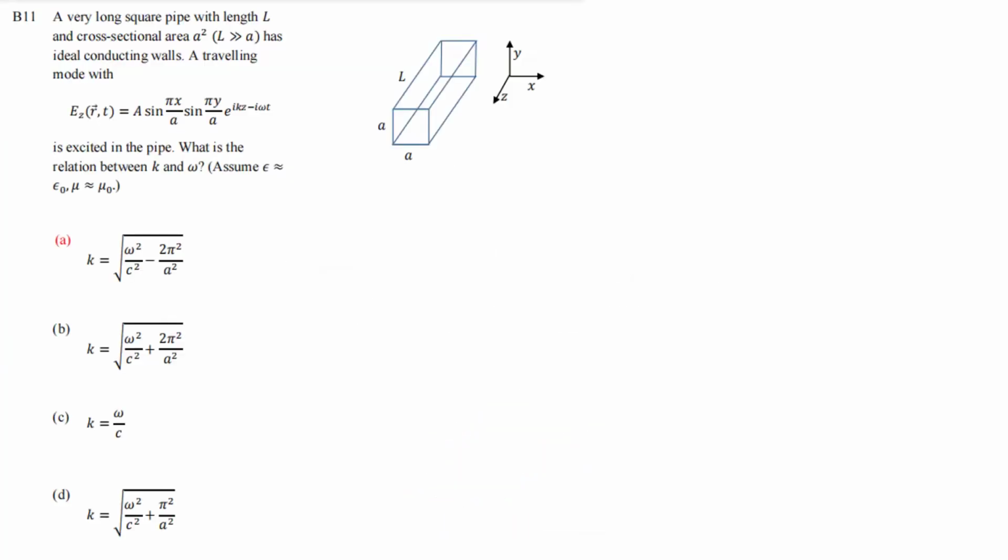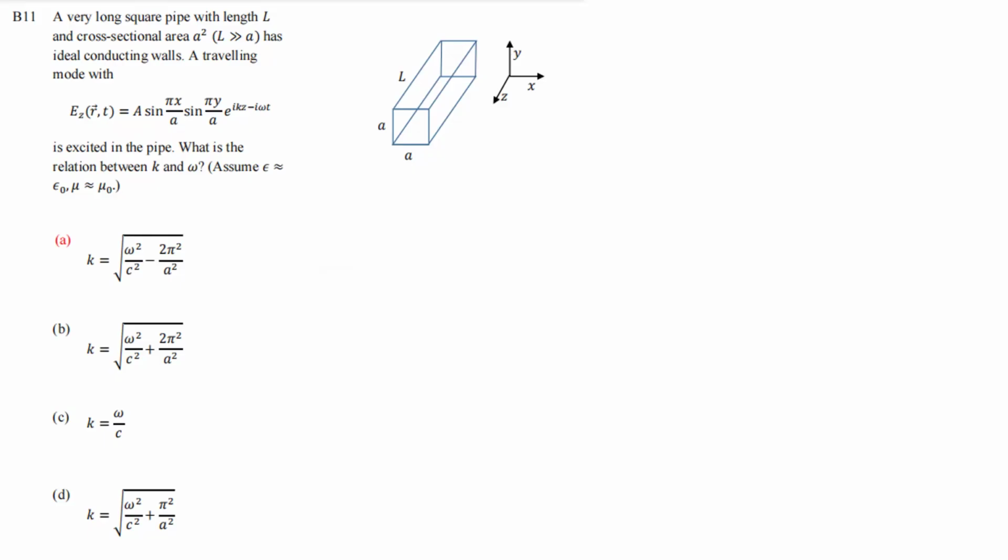So the problem states that a very long square pipe with length L and cross-section area A square, L is much greater than A, has an ideal conducting wall. A traveling mode with Ez, a function of r and t, equal to A sine pi x by A into sine pi y by A into e to the power i kx minus i omega t is excited in the pipe. So what is the relationship between k and omega?